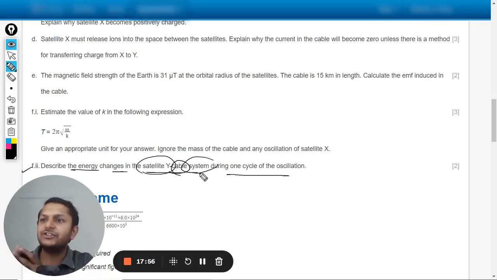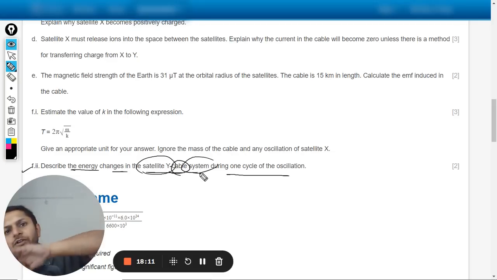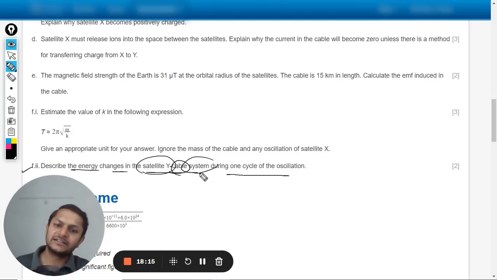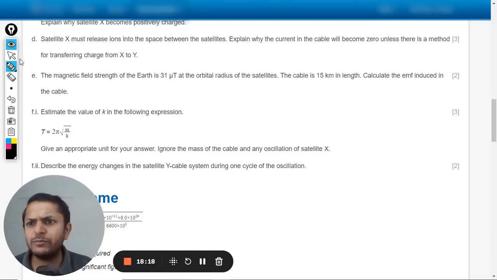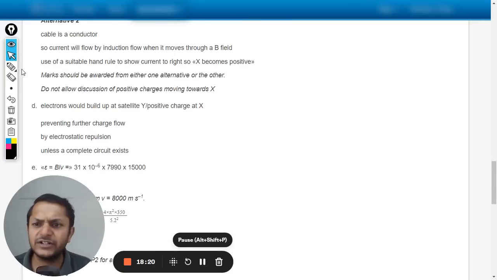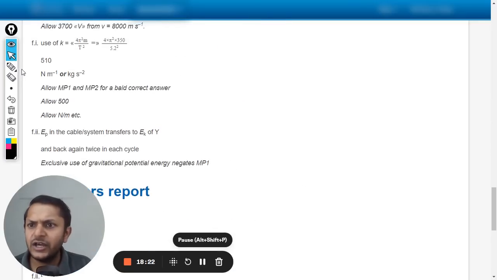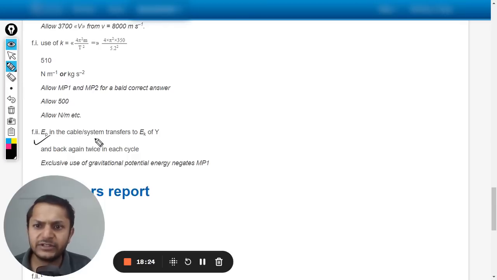So the kinetic energy of the satellite, it is moving like this, so that is being stored as the potential energy in the spring. Clearly, elastic potential energy of the wire is being converted into kinetic energy of the satellite, and continuously it is moving like this, and also it is moving in a circular fashion. So we can just write that the elastic potential energy is converted into kinetic energy. Yeah, EP in the cable system transfers to the EK of Y.